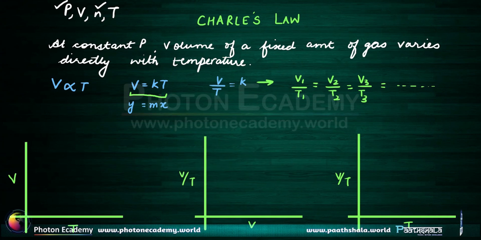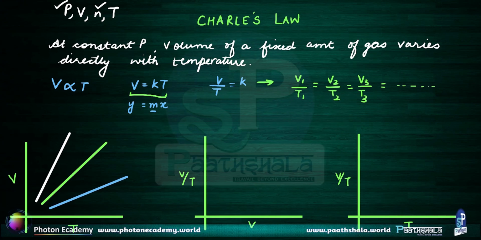Now the slope will be k. On the x-axis we have the temperature and on the y-axis we have the volume. We would have graphs which look like this, and these graphs would be at different values of pressure. Let's say this graph is at a value P1, this is at P2, and this is at P3. All these, when interpolated, would pass through the origin.